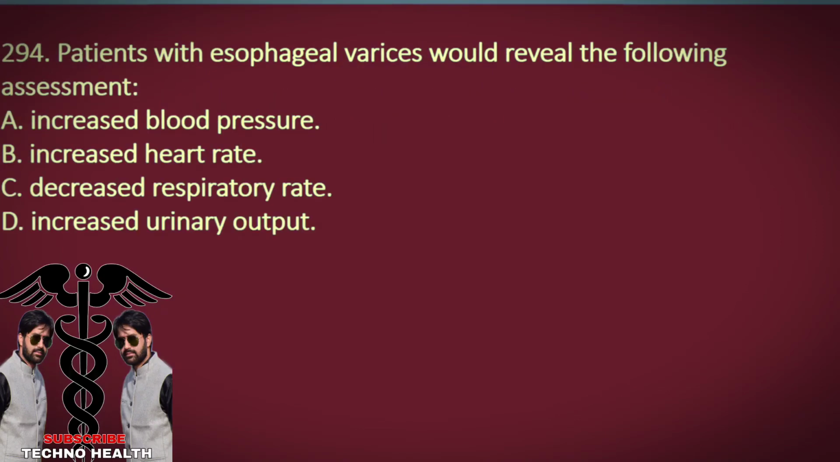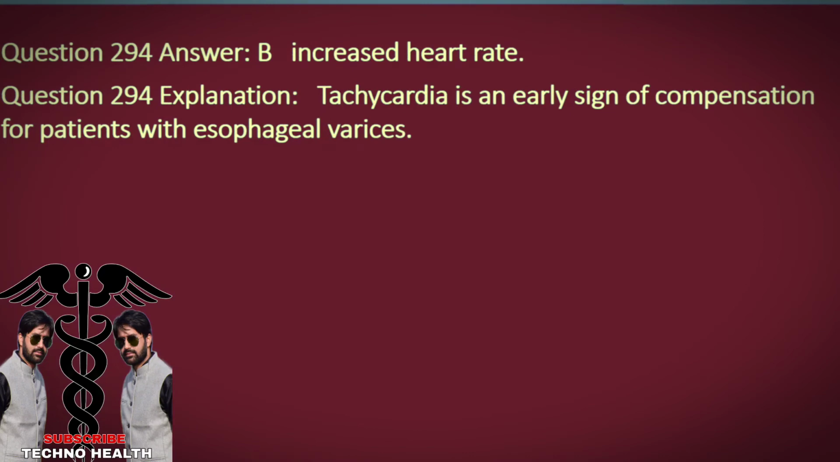Question 294. Patients with esophageal varices would reveal the following assessment: A. Increased blood pressure, B. Increased heart rate, C. Decreased respiratory rate, D. Increased urinary output. Question 294 Answer, B. Increased heart rate. Question 294 Explanation. Tachycardia is an early sign of compensation for patients with esophageal varices.